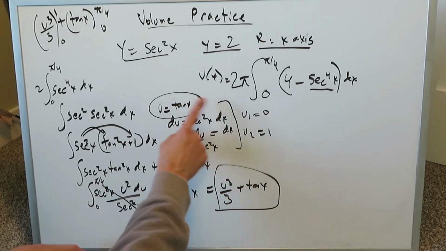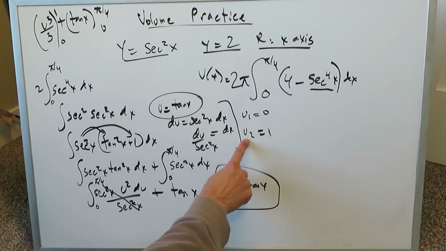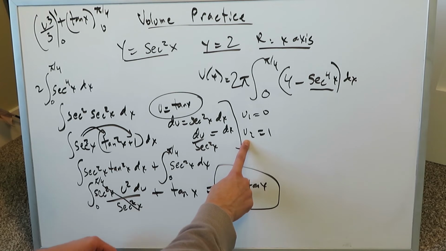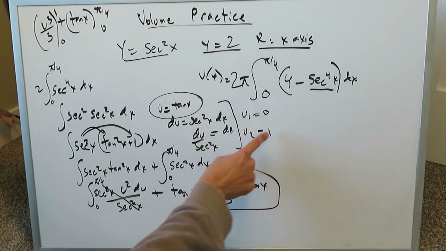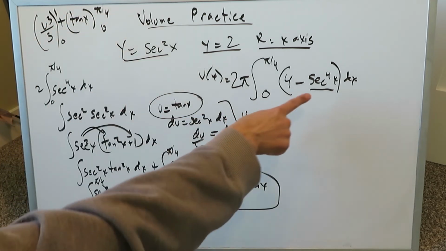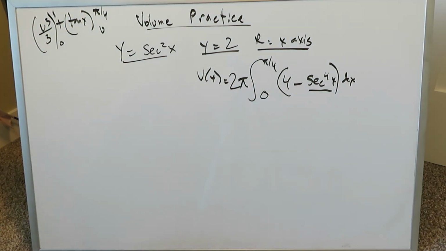The 0 became a tan of 0, which is 0, that's the u1 value, and then the u2 value, the upper limit for the interval in terms of u, became tan of pi over 4, and that's a 1. So I've saved all of this for the part which will come into play over here. We have now everything we need to finish this volume determination. I have the main part right over here.